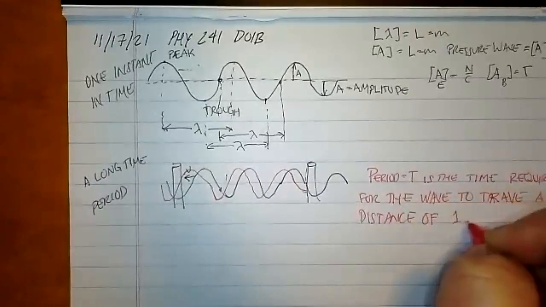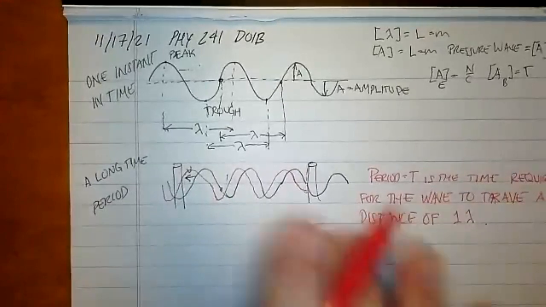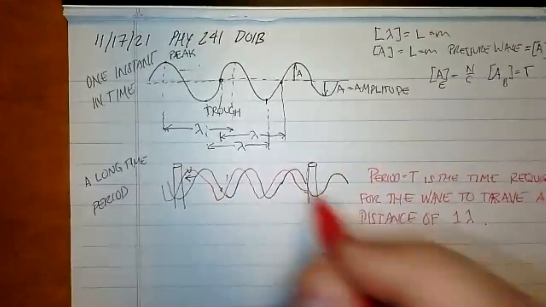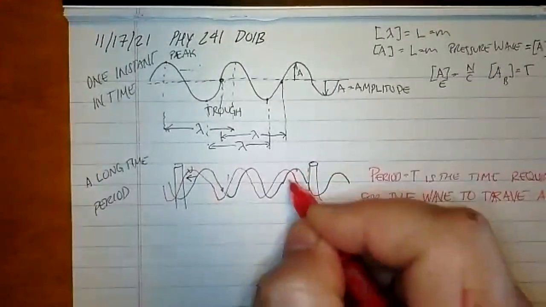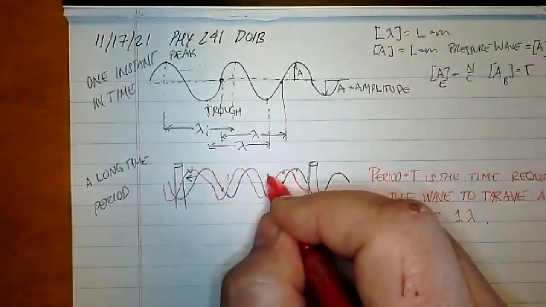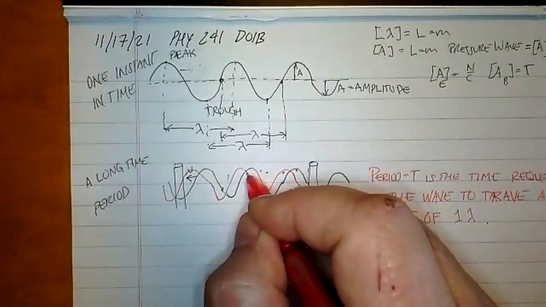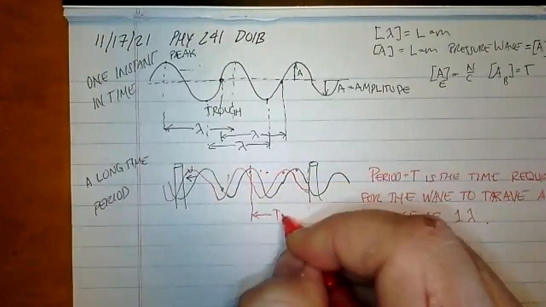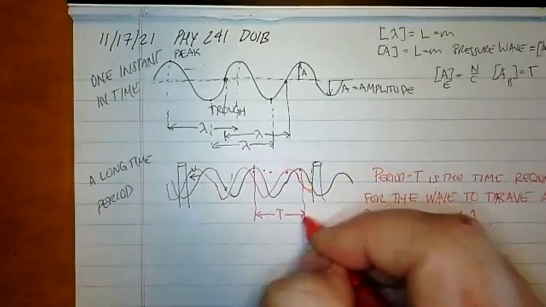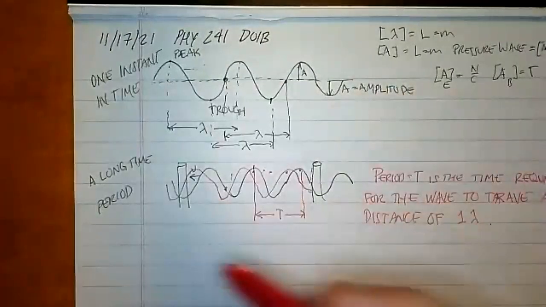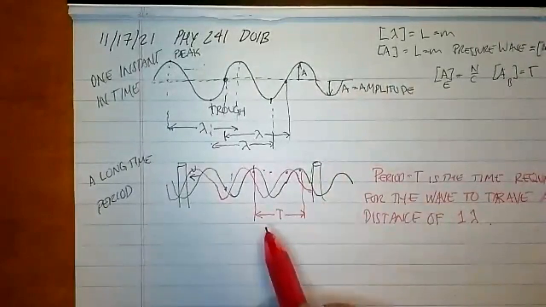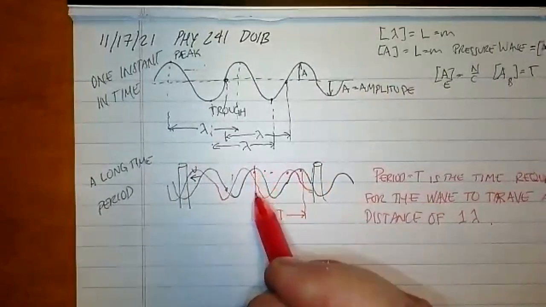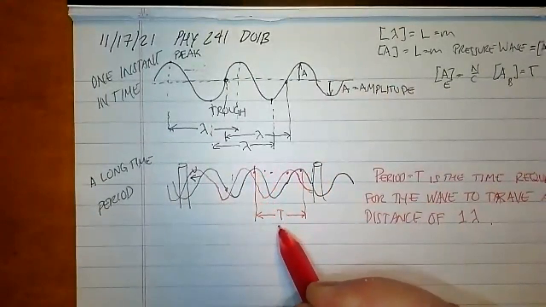of 1 lambda. Okay, so let's say you look at a particular bubble in the water. You watch that bubble, and ultimately that bubble goes here, here, here, and then it's here again. At that point, you know the time taken is T. Remember, we're looking in time now, so the horizontal axis is no longer distance, it's time. So the time required for that bubble to go from here to the exact same place on the wave here is 1 period.